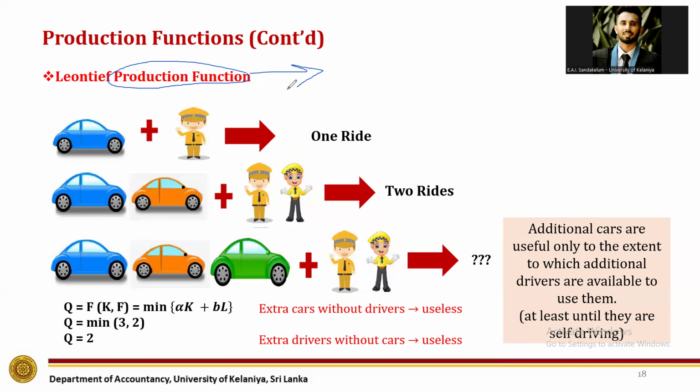Which kind of production function? If it is a Leontief, which kind of resources do we use? Yes, we are using capital and labor. We are using the proportions of each one by one.